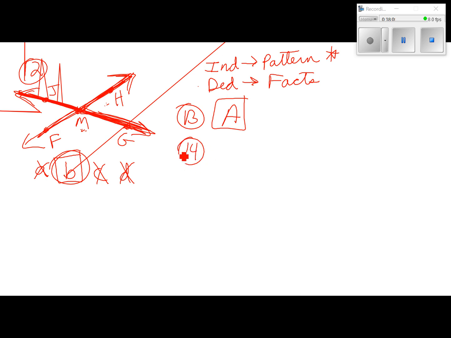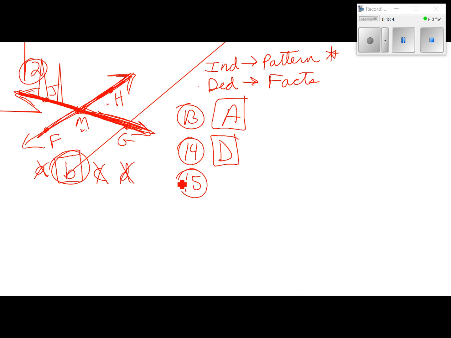14, now the one I tried to do earlier. All angles with measure 0 to 90 are acute angles. The measure of angle A is 56 degrees, then angle A is an acute angle. We're using facts there, so we're using deductive reasoning with facts, which would be letter D. Number 15, all numbers divisible by 6 are also divisible by 3. 36 is divisible by 6, so 36 is divisible by 3.